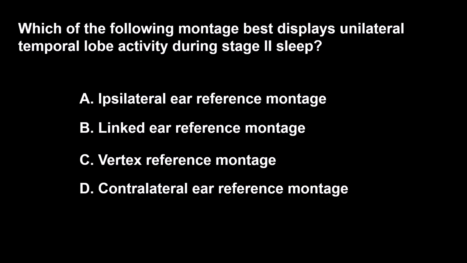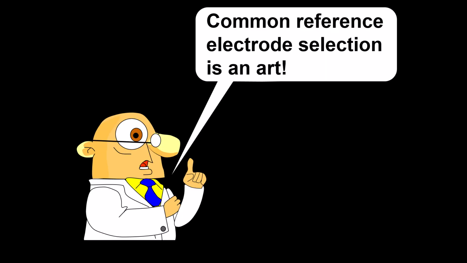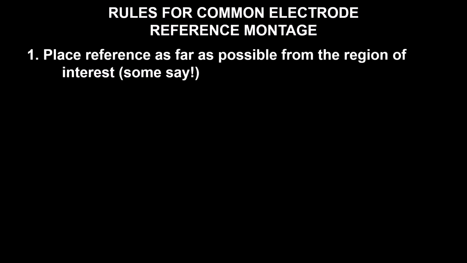The decision to use one electrode as the common reference electrode hinges on many factors and on personal preference, but there are some commonly accepted rules that help decide where to place the common reference electrode. I will list these rules in the following frames. Number 1, place the reference as far as possible from the region of interest. Not everyone agrees with this rule, but as a whole, it works most of the time.